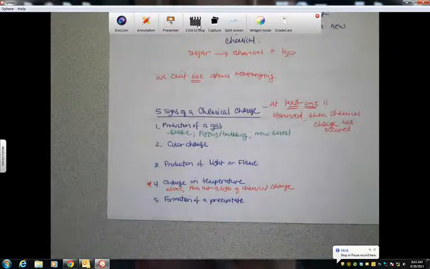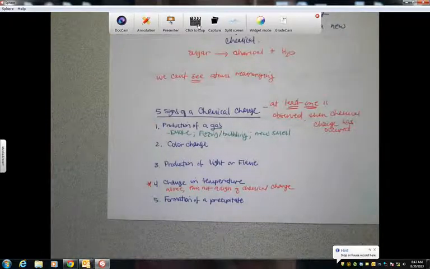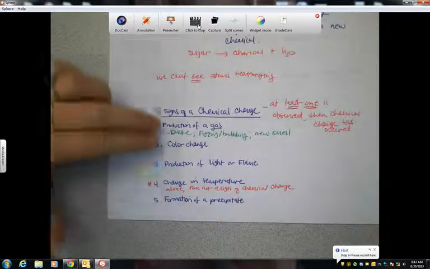Just know that something changing in temperature, for example, if I dissolve salt in water and I measure the temperature while I'm doing that, it actually gets colder. But dissolving salt in water is a physical change because I still just have salt in water. I don't really see any of these other signs, so it's not a chemical change. So be careful with change in temperature. It has to happen alongside one of these other changes.